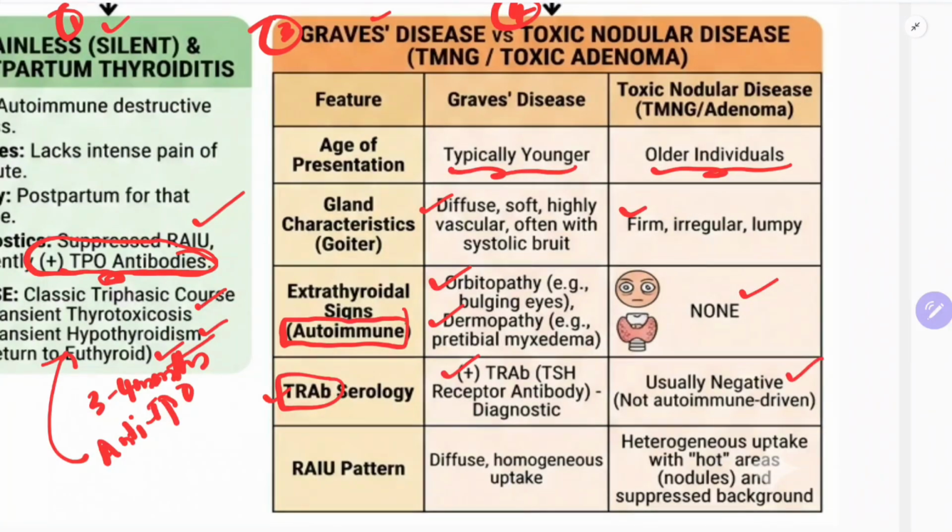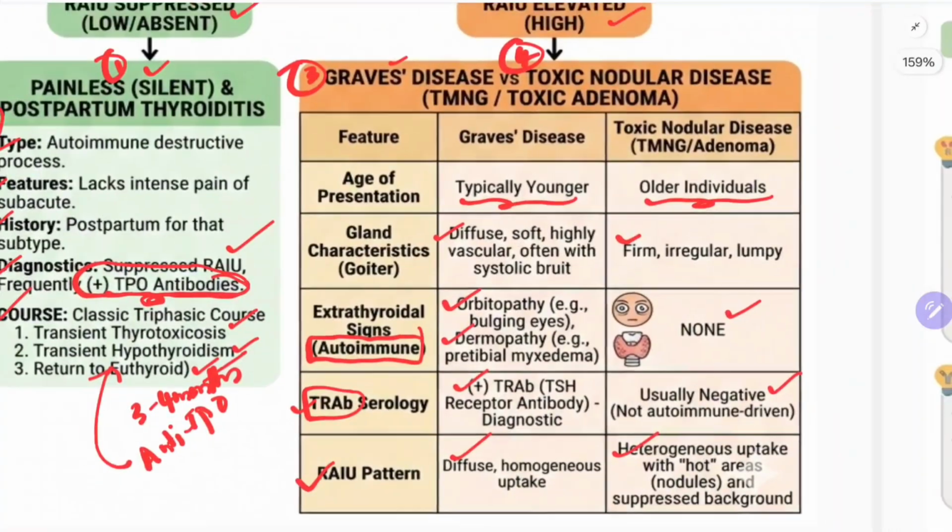Here it is usually negative in toxic nodular disease. So extrathyroidal signs are not there. TRAB is also negative, and the radioactive iodine uptake pattern is heterogeneous uptake without hot areas or nodules, and a suppressed background will be there, whereas in Graves' it is diffuse, homogeneous uptake. So that's how you differentiate.